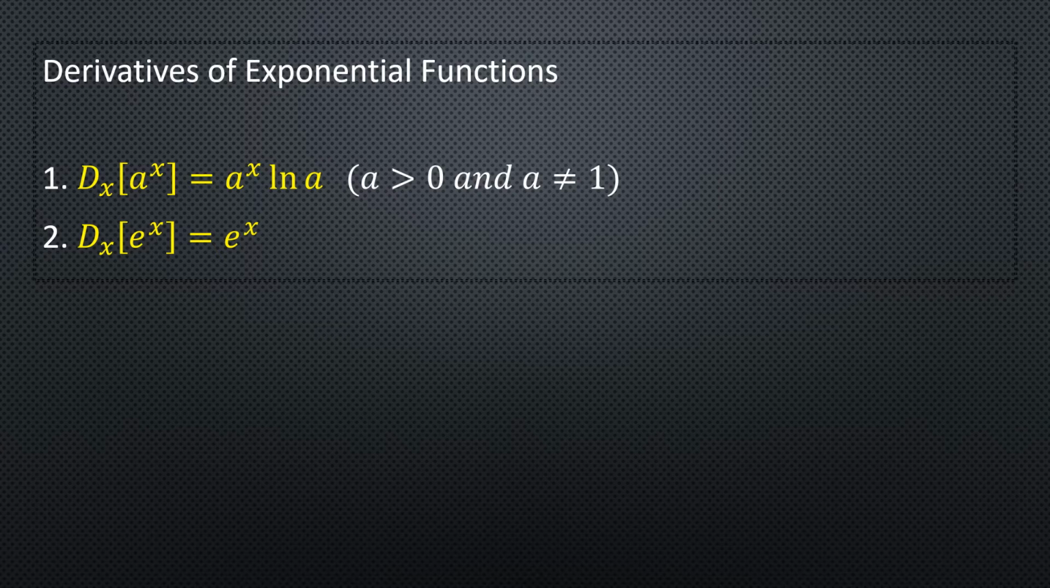The derivatives of exponential functions can be solved by these two rules. We have the derivative of a raised to x with respect to x is equal to a raised to x times ln of a. Now here on the second rule, since a here is e, we have e raised to x times ln of e, as to follow the first rule, and since ln of e is just equal to 1, that is the reason we have e raised to x as the rule.